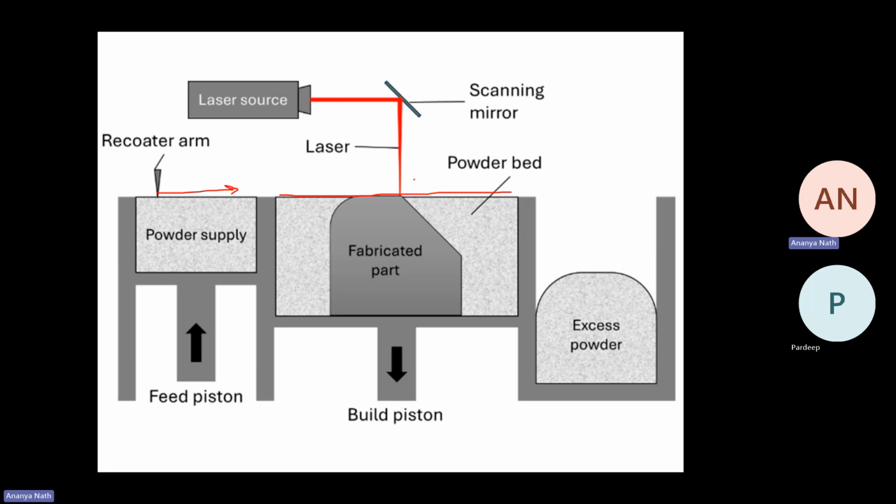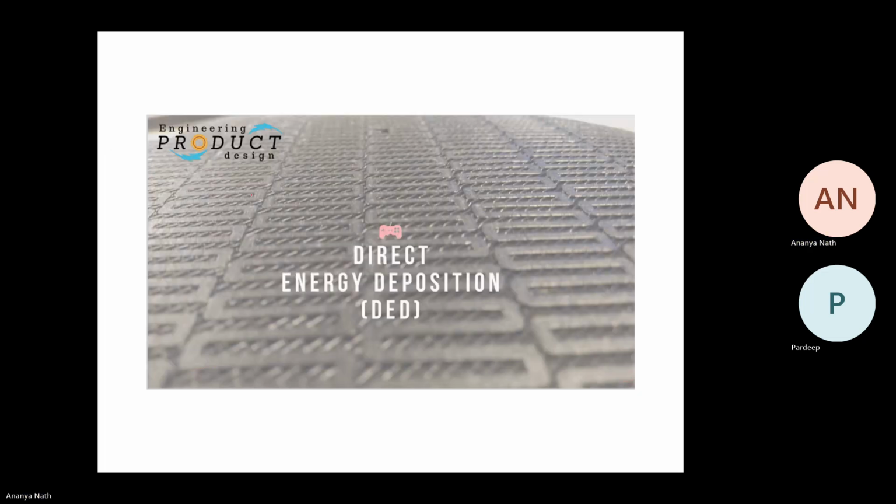And under laser powder bed fusion, you can have SLS, selective laser sintering, where you don't melt the powder but sinter them together. Another is SLM, selective laser melting, where you melt the powders together and fuse them together to get the final shape and geometry.